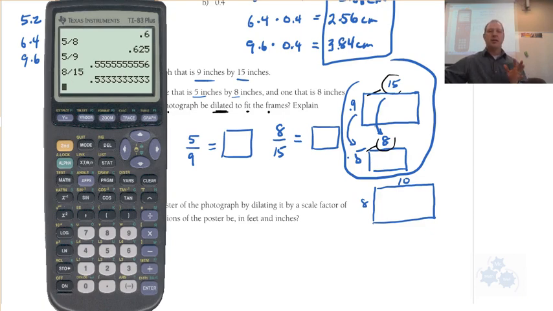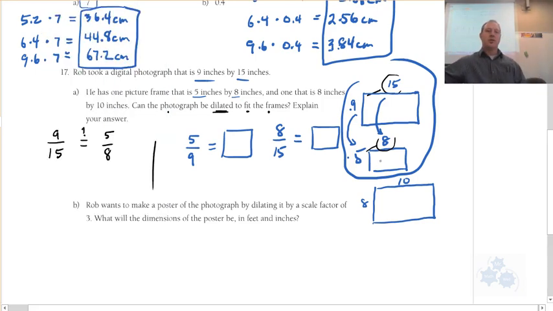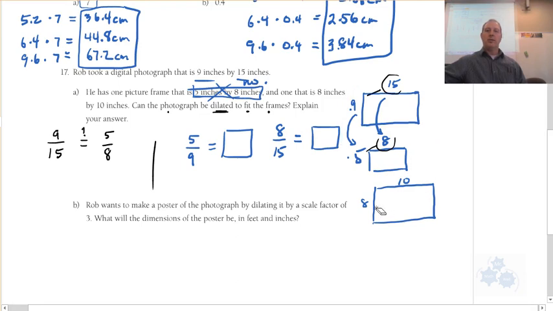So do you see how this is not the same proportion? It's not the same ratio, the sides. So we don't have the same scale factor. So it looks like this picture cannot just be reduced to have the exact same shape as this one. Okay? So the 5 by 8 inches, no.